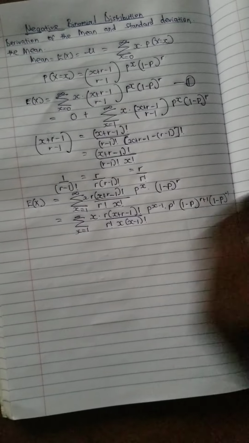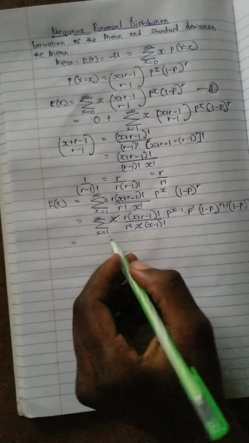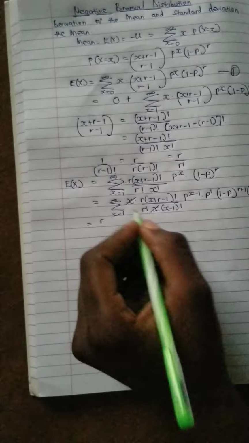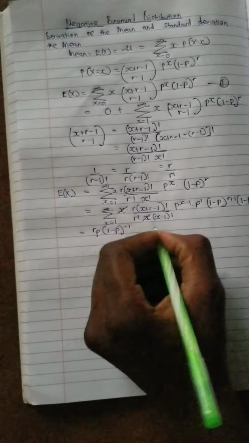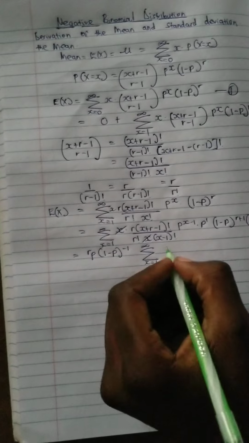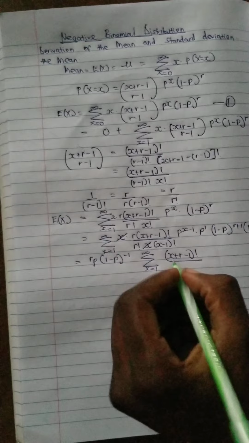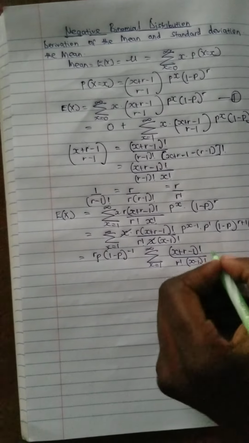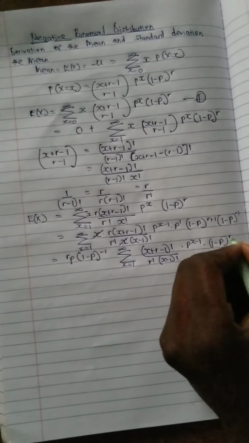When you simplify this, we remove out those terms which are not affected by x. We have r, because it has no effect on x. Also we have p and (1 minus p)^(negative 1) outside the summation from x equals 1 to infinity. From this, we're left with (x plus r minus 1) factorial over r factorial times (x minus 1) factorial, times p^(x minus 1) (1 minus p)^(r plus 1).